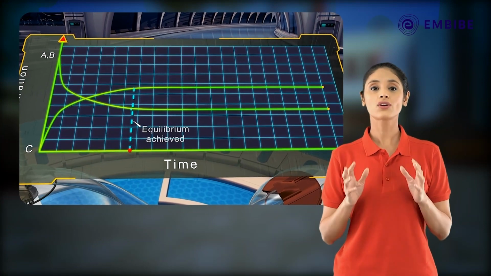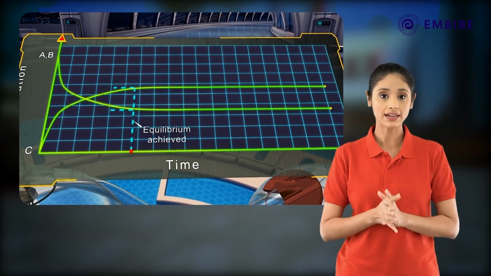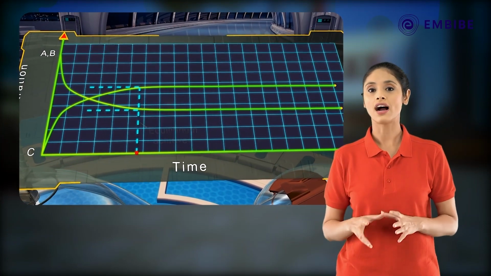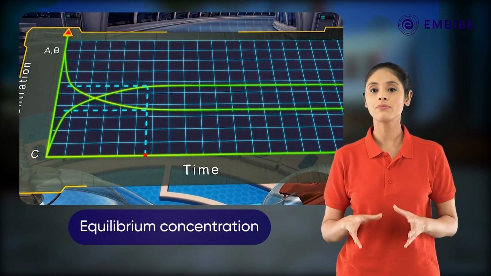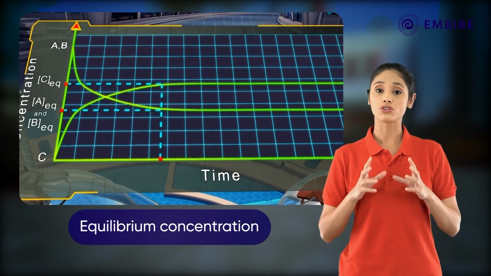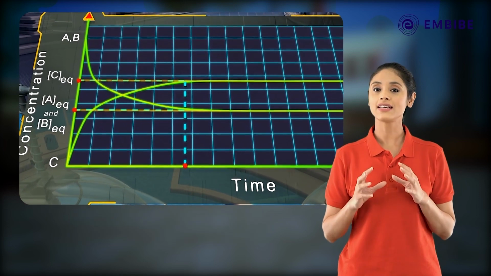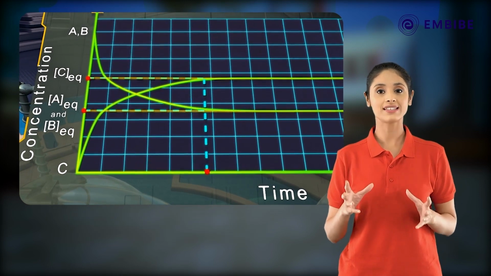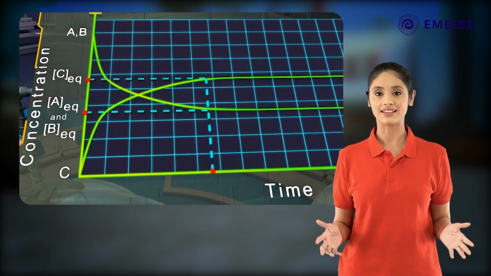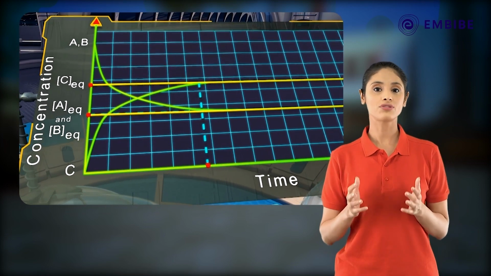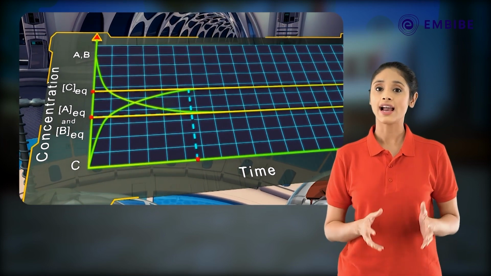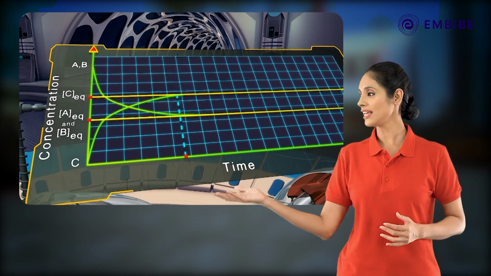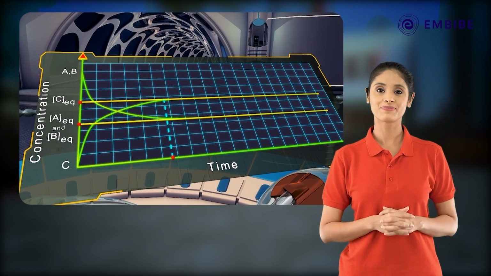The constant concentrations of reactants and products are called their equilibrium concentrations, which remain intact until this equilibrium is disturbed. Clearly, the equilibrium concentrations of reactants and products are not equal but constant.